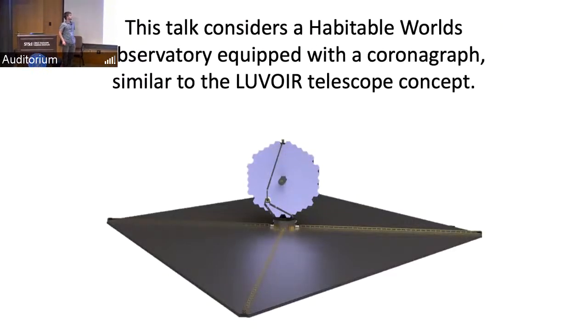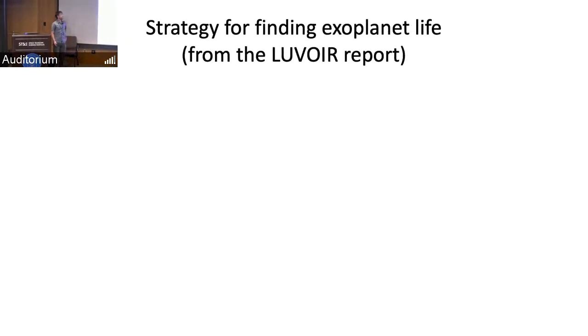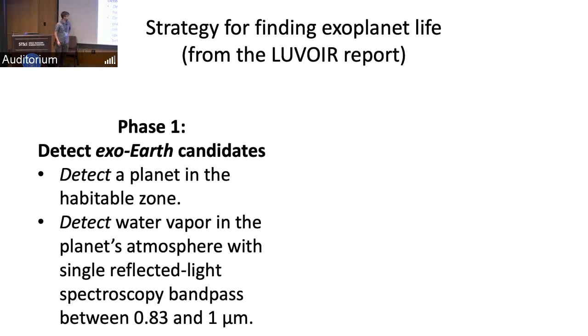This talk considers a Habitable Worlds Observatory equipped with a coronagraph, similar to the LUVOIR telescope concept. And I build upon the LUVOIR final report, which I know a lot of you know about because a lot of you wrote the final report. In the LUVOIR final report, there is a strategy for finding exoplanet life. This is the upside down triangle thing people show. I don't have the triangle, but I will quickly summarize it for you.